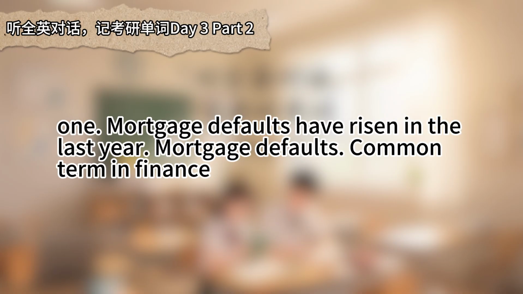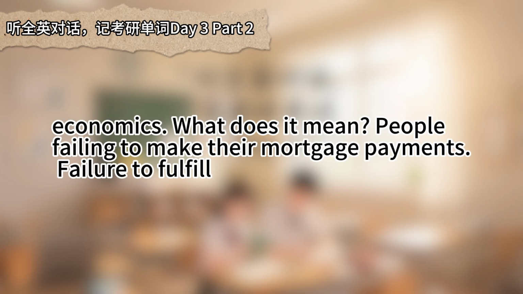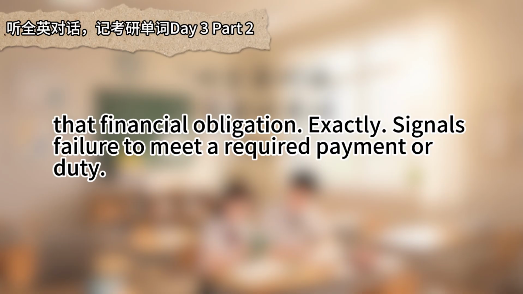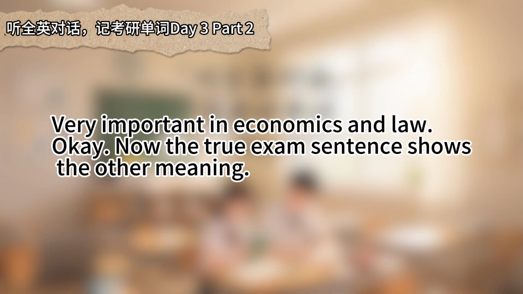Examples use the noun. First one. Mortgage defaults have risen in the last year. Mortgage defaults, a common term in finance and economics. What does it mean? People failing to make their mortgage payments. Failure to fulfill that financial obligation. Exactly. It signals failure to meet a required payment or duty. Very important in economics and law.